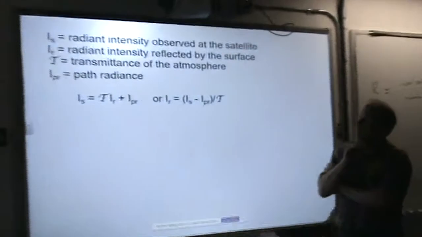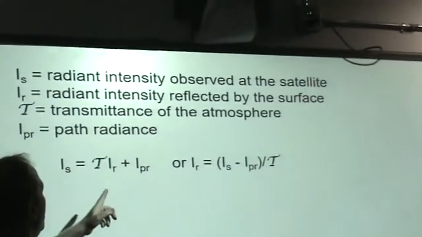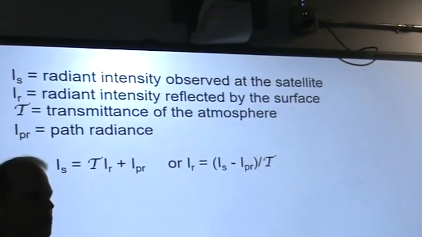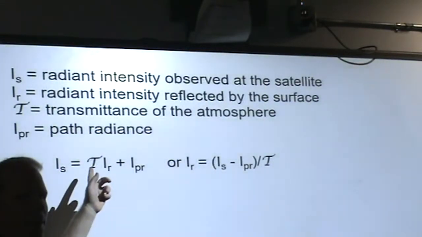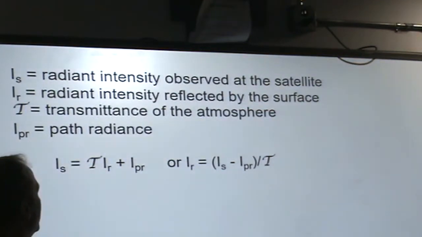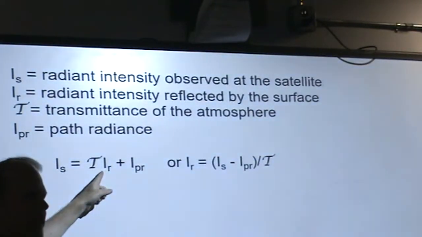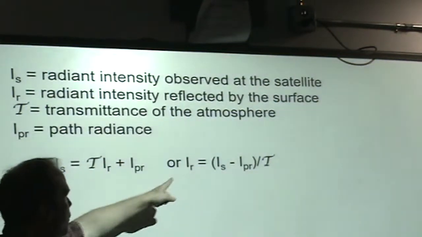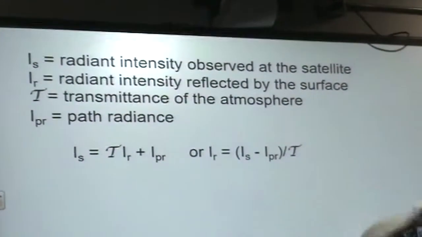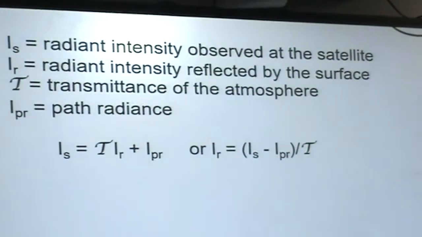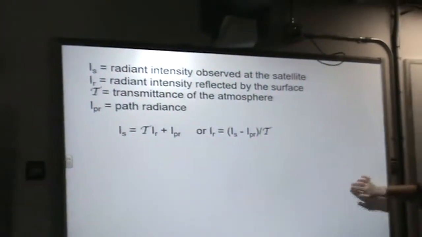So if you look at this, what the satellite sees, if I_R is going to be the light reflected from the surface, then we can multiply that by the transmittance, which we get from Beer's law, right? So this is e to the minus tau, that's the transmittance. And then we have to add path radiance to that to get what the satellite sees. We want to know not what the satellite sees, we want to know what is really being reflected from the surface. So algebraically, the reflectance from the surface is going to be what's seen by the satellite minus the path radiance, divided by the transmittance. Okay? So this is the Rayleigh scattering correction here.